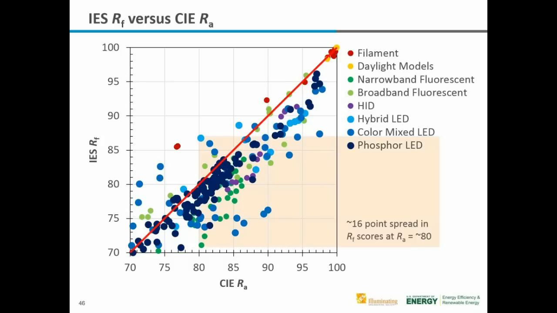Also added here is showing the spread. So if we take a CIE Ra value of 80, that line my mouse is following right now, we can see that the IES Rf can be as low as about 72 or as high as about 87 for the particular sources plotted here. These do not represent absolute limits. So we have approximately a plus or minus 8-point spread, which means that IES Rf is not always resulting in a lower score. It may sometimes result in a lower score and may sometimes result in a higher score.